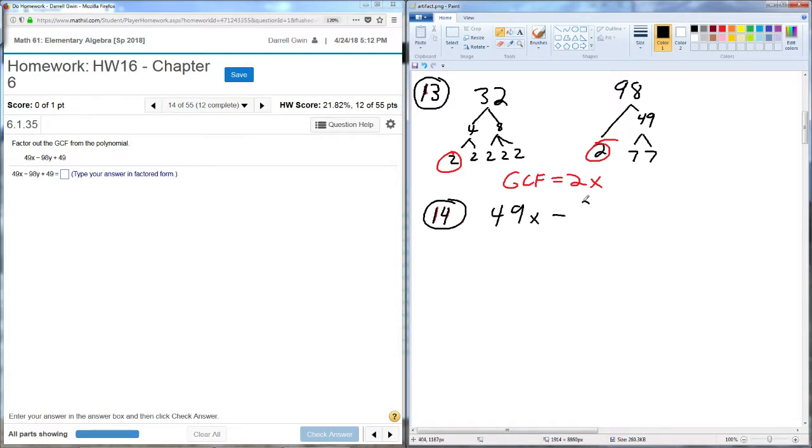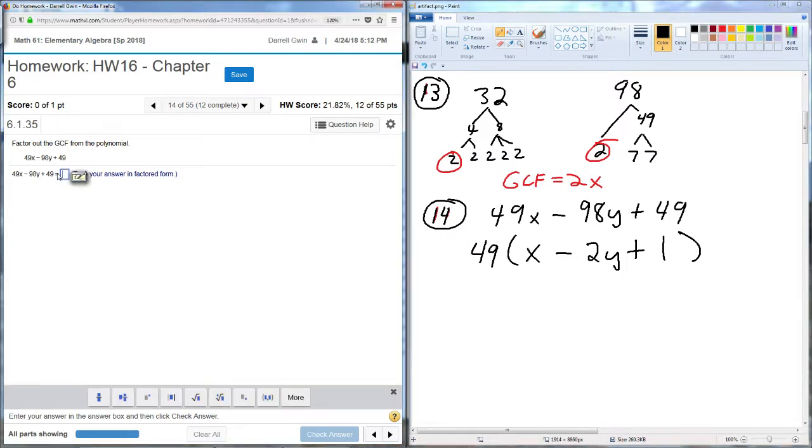49x minus 98y plus 49. All these numbers are divisible by 49. If you divide every term by 49, 49x divided by 49 is x, 98y divided by 49 is 2y, and 49 divided by 49 is 1. And you can distribute to check your work. That's the answer: x minus 2y plus 1 is the answer.